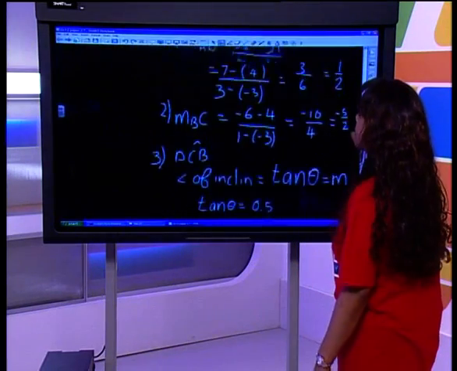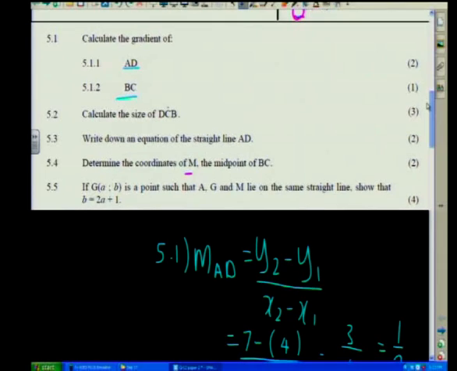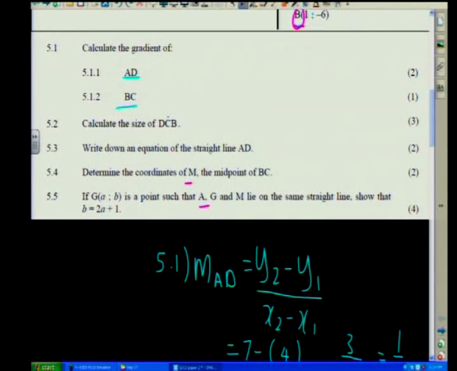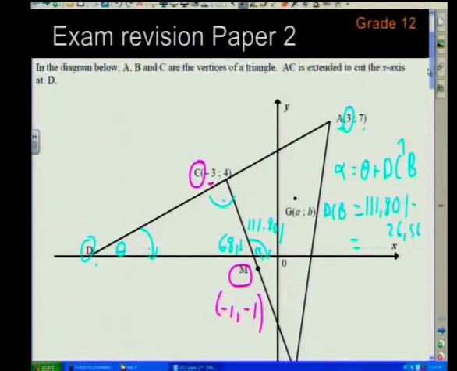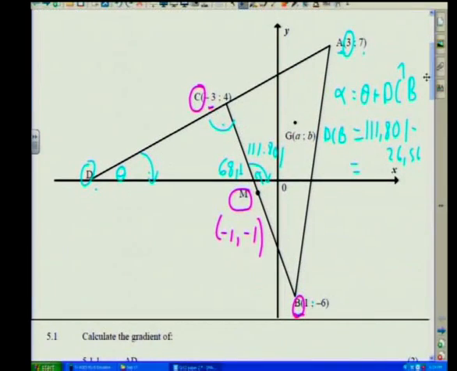Okay, the last part of this question 5, they say if G is the point (A, B) such that A, G, and M lie on the same straight line, show that B is equal to 2A plus 1. Now remember, if these points lie on the same straight line, I'm just going to draw it in here, we're talking about the points A, G, and M. There we go. There's the points A, G, and M.